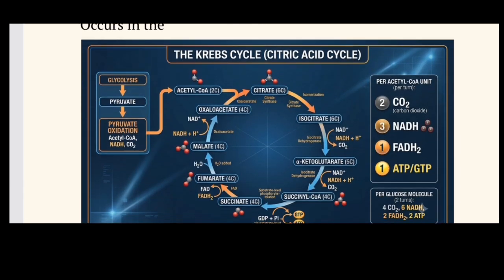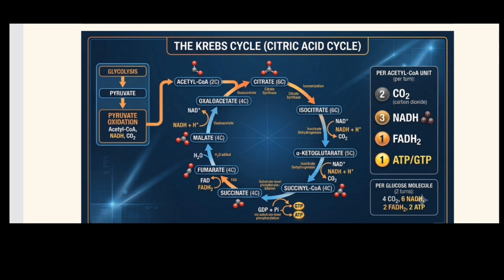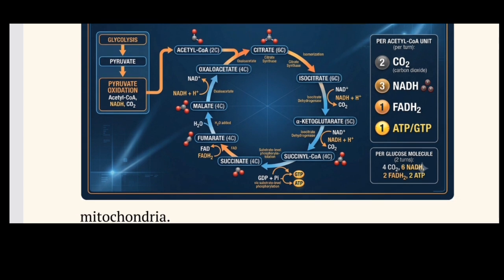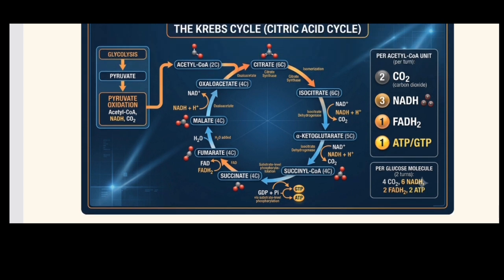You can see how the citric acid cycle happens. In the Krebs cycle, first citrate is converted into isocitrate, then isocitrate is converted into alpha ketoglutarate, then alpha ketoglutarate is converted into succinyl CoA, then succinyl CoA is converted into succinate, then succinate into fumarate, fumarate into malate, and malate into oxaloacetate.